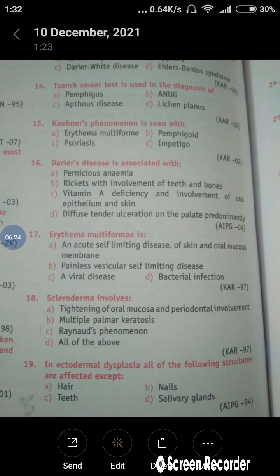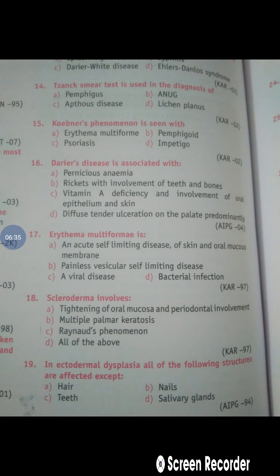Okay. Now let's jump to question number 18. Question number 18 is scleroderma involvement. Now scleroderma involves what? You have to learn this, that scleroderma involves all the three options. The correct answer is D, that is all of the above. So there is tightening of oral mucosa, there is periodontal involvement, there is multiple palmar keratosis, and there is Raynaud's phenomenon.